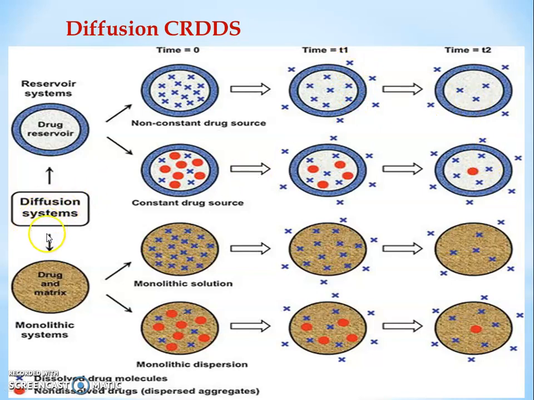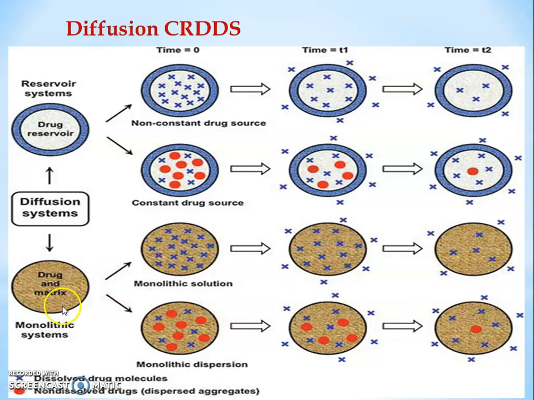And another one is the matrix drug delivery system, where the drug is homogeneously dispersed in the polymer. Various types of polymers may be used, hydrophilic polymers as well as hydrophobic polymers. The water may enter the system, then the drug gets dissolved and diffuses through the polymeric system in a slow manner for a prolonged period of time. So this diagram shows the release of the drug from the system.